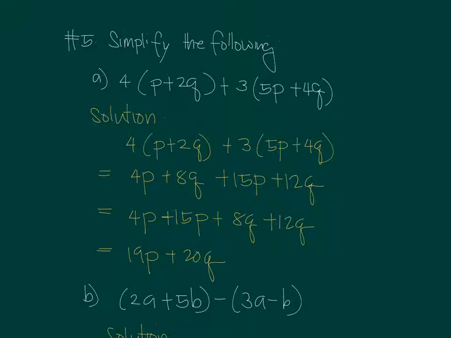By the way, note that when you add like terms, the p will remain as p. You don't make them square. You don't make the q plus q square, because you're just basically adding the numbers.